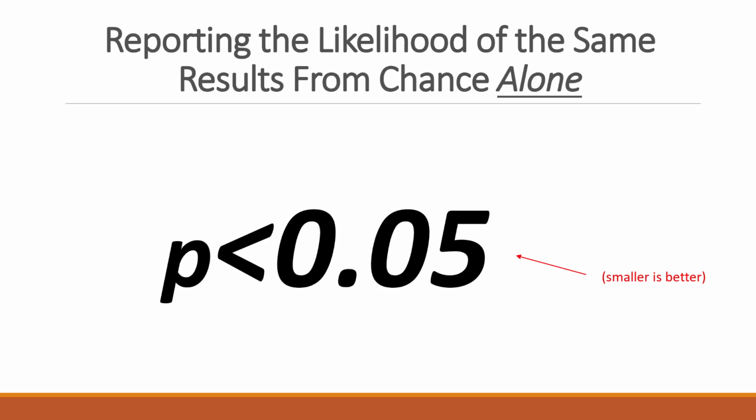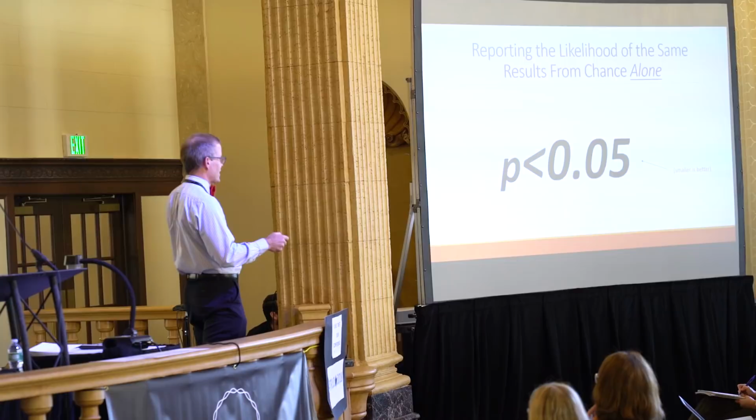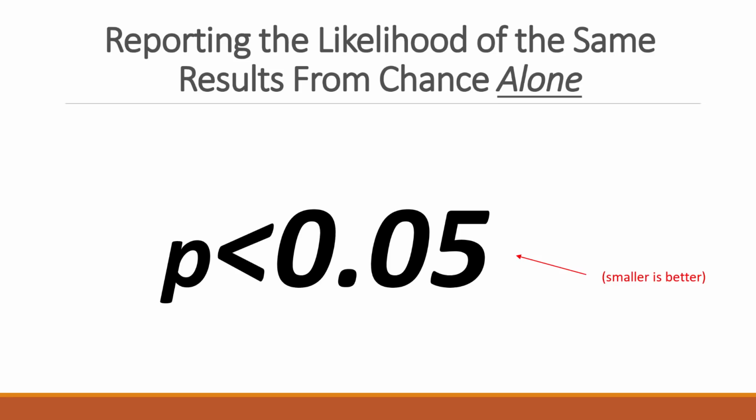Reporting a likelihood of the same results. So you'll see things like this, that P was less than 0.05. I suppose this violates my promise to not have any math. You know, for those of you who had a hard time your whole life remembering greater than and less than and all this kind of stuff. So P, meaning the probability that this happened by chance alone, is less than 0.05. Here, this is probability reported as a decimal, so 0.05 would be a 5% chance. The smaller that number is, the better.